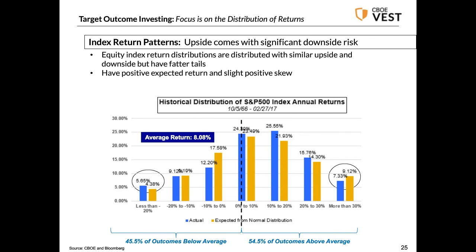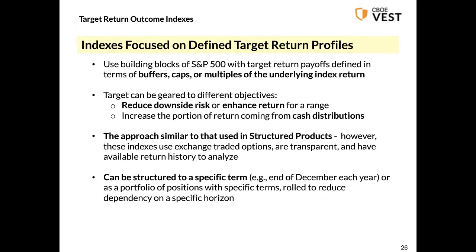So the indexes that work on target outcome investing are focused on defined return risk profiles. What they're going to look at is target return payoffs that might be defined in terms of a buffer, so might reduce downside for a range, or a cap, a point at which you would be giving up returns, similar to what you might get in a covered call writing strategy where you're selling upside.